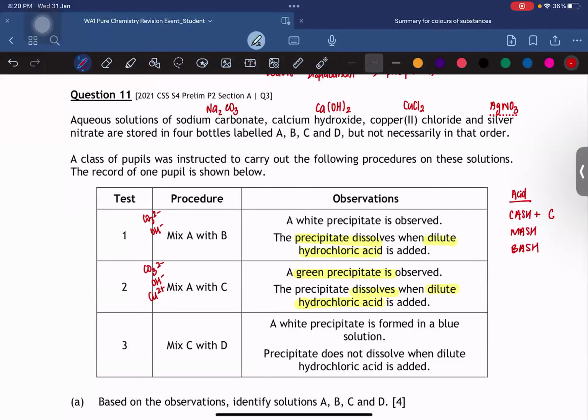Can you see that? Which means to say, which is definitely A or C, copper(II) chloride. You understand? So A or C could be copper(II) chloride. So I kind of solved the mystery here, that one of them would be copper(II) chloride. Now, let's say if A is copper(II) chloride, what forms with copper(II) chloride to get a white precipitate?